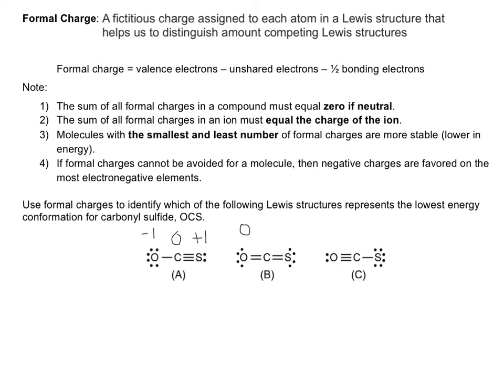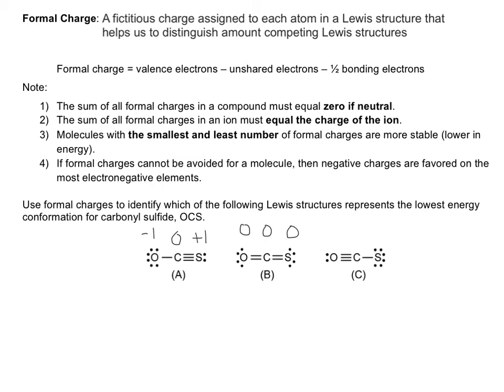All right, carbon comes in with 4 valence electrons. It's forming 4 bonds, which is going to count 1 electron for each bond. So 4 minus 4 is 0. And then sulfur comes in with 6 electrons. It has 4 non-bonding electrons, or 4 unshared, and it's forming 2 bonds. So we're going to count 2 electrons for each of those. So 6 minus 4 minus 2 is going to be 0. Okay, again, all of our formal charges add up to 0, so that's good.